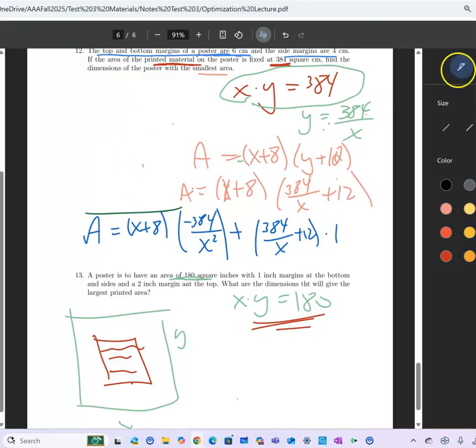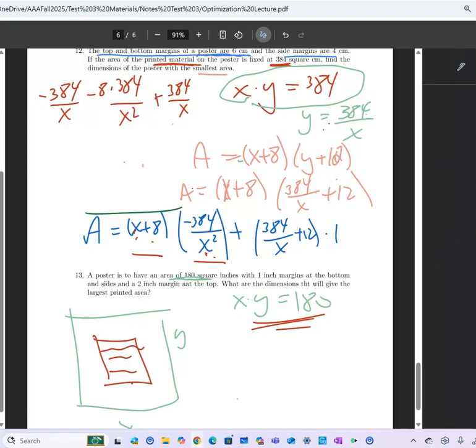Okay, so then let me make some room up here. Now I'm going to multiply it out. So if I take these two and multiply them out, you see how the x's cancel, right? So I would get a negative 384 over x, and then this times this, and I'm not even going to multiply it, right? I'm going to say minus 8 times 384 over x squared, and then this gives me a plus 384 over x plus 12, and it all equals 0. Will you look at that?